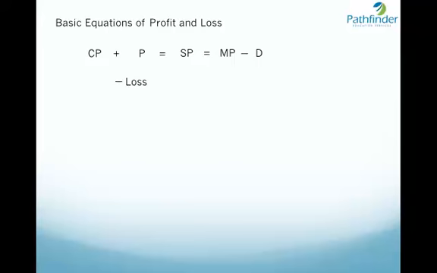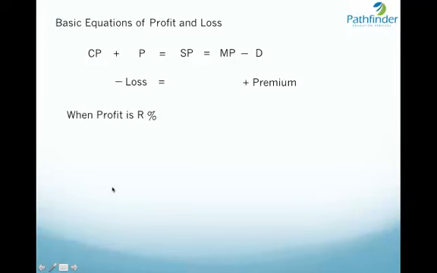We could also have had a loss instead of a profit, which means cost price minus loss would have given us the selling price. And similarly, in case of the mark price, instead of a discount, there could have been a premium. So mark price plus premium also gives us the selling price.